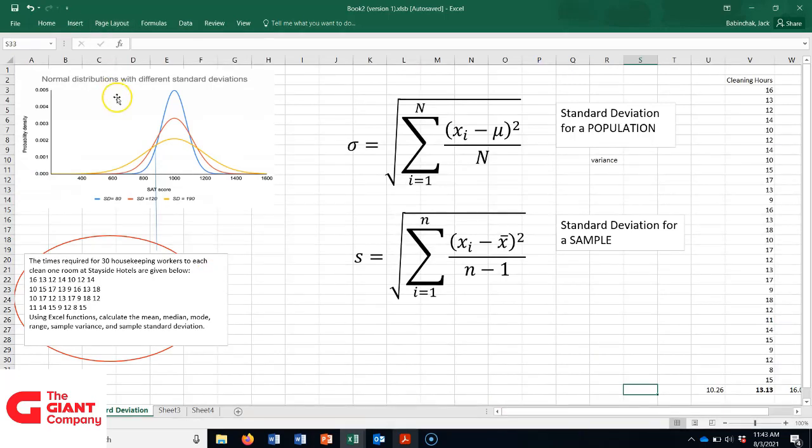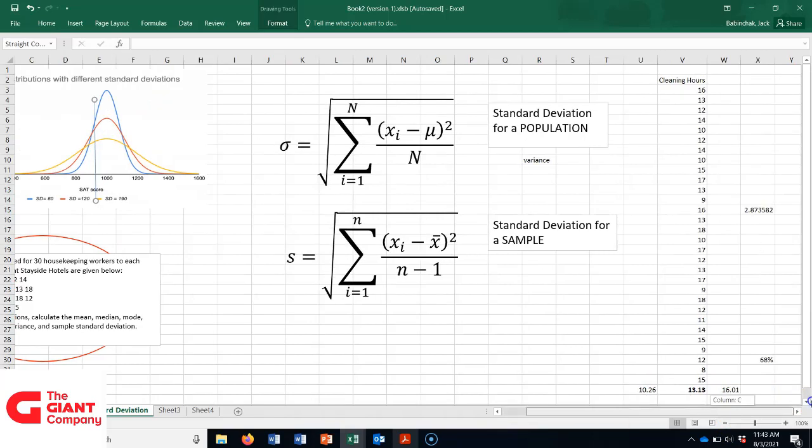That's an area under the curve that would be somewhere here, and then draw another line on the other side, and that area under the curve, close to 70%, will be between 10.26 minutes and 16.01 minutes.